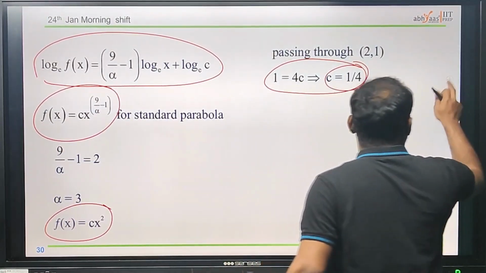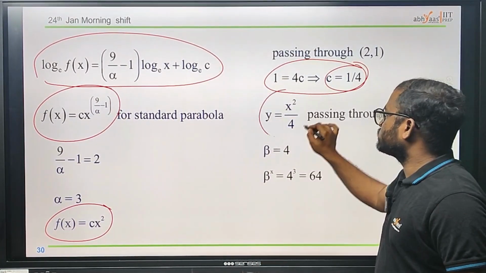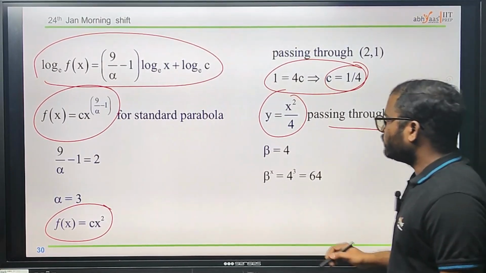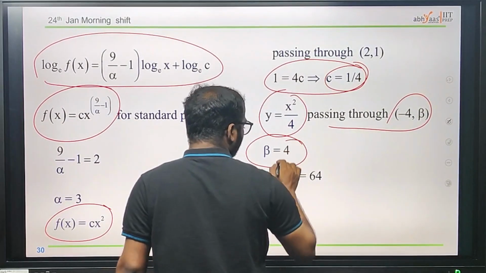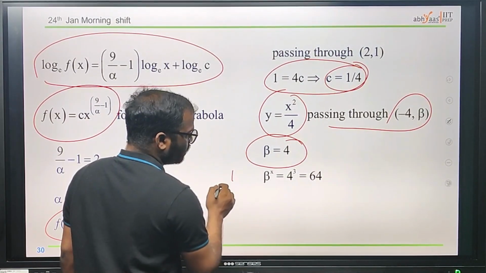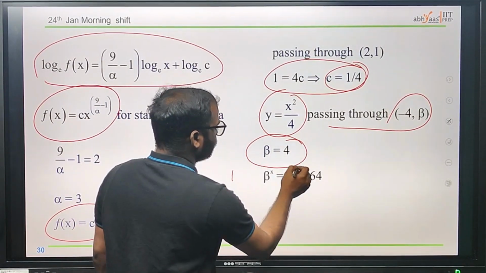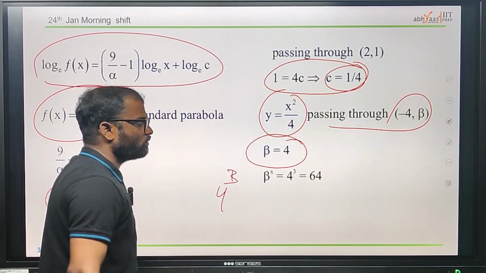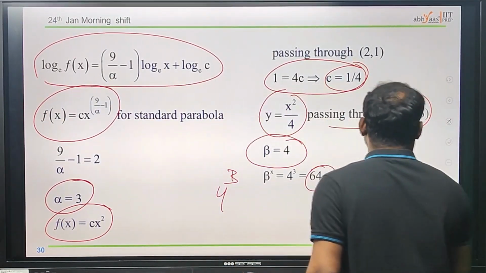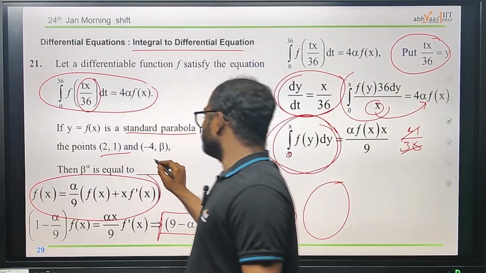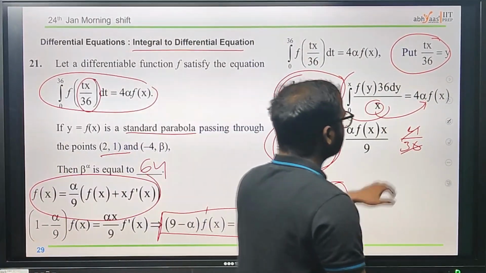Now y is equal to x square by 4, passing through 4, minus 4 beta. That's how we got beta as 4. Therefore beta is 4, and alpha here is 3. Therefore 4 power 3 is equal to 64. That's how we got 64 as our answer. Okay, next, coming to the next question.